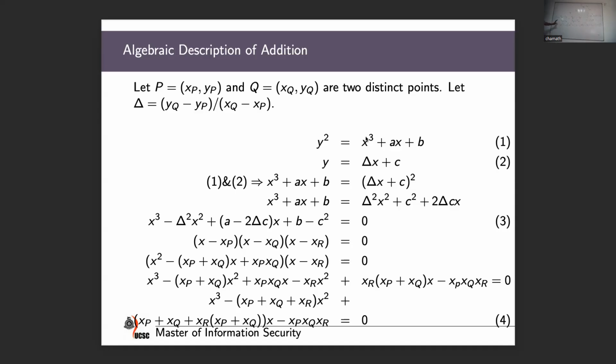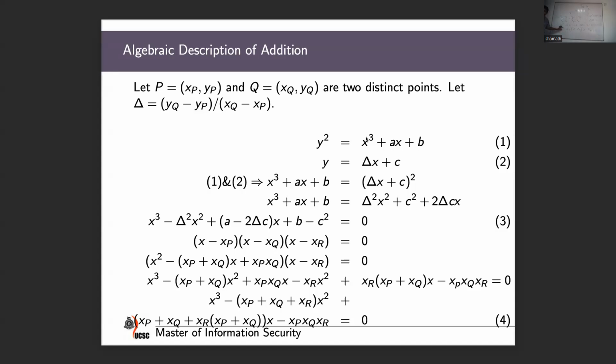It only has x, there's no y. We know that x_P, x_Q, and x_R, these three points, should all satisfy this equation, because I got it by combining the equation of the line and the equation of the curve, and these three points are on both the line and the curve. So such an equation can be written like this: (x minus x_P)(x minus x_Q)(x minus x_R) equal to 0.